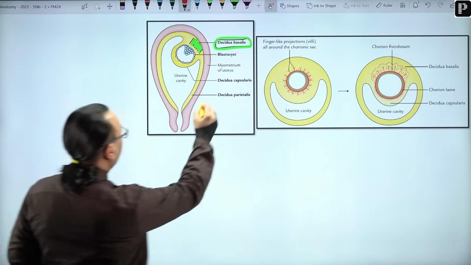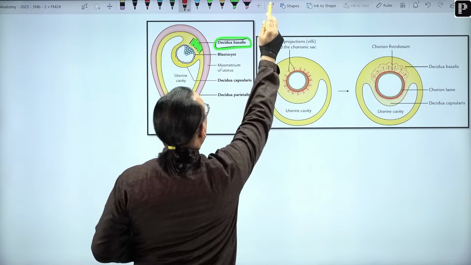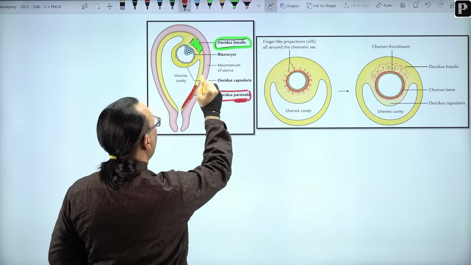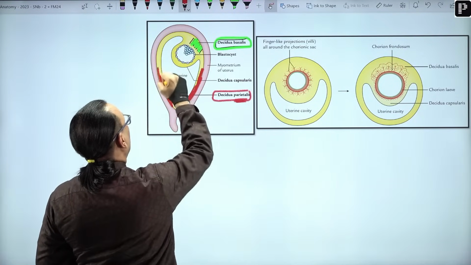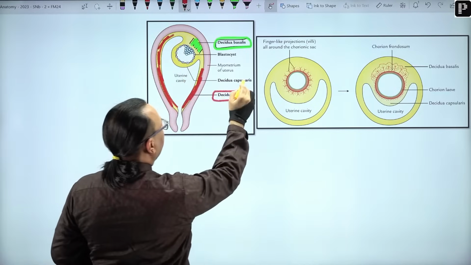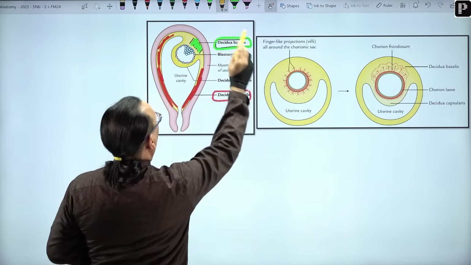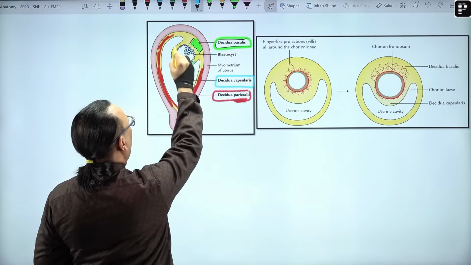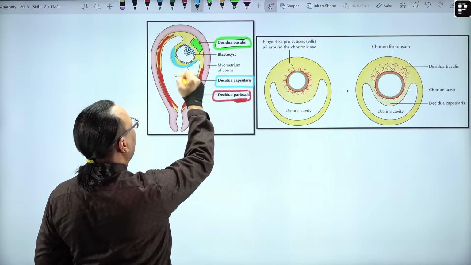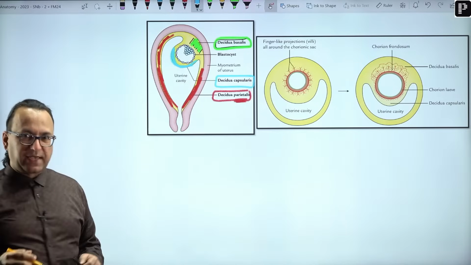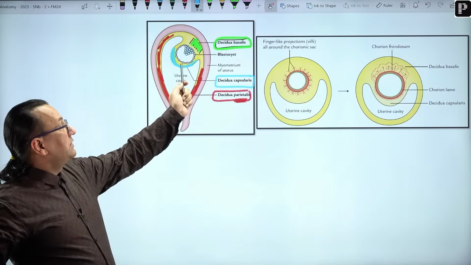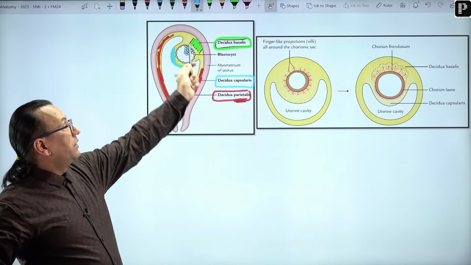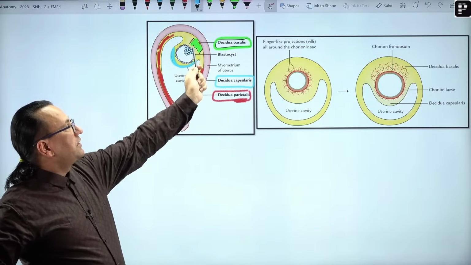You can see that there is a decidua parietalis also, which is parietal, means it is at the periphery. So this will be the parietal decidua. And then there is a decidua capsularis also, which will be on the uterine cavity side. But the question is asking how the baby is connected to the mother. Which part of the placenta is that? That is going to be decidua basalis.